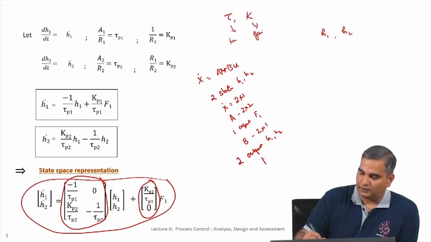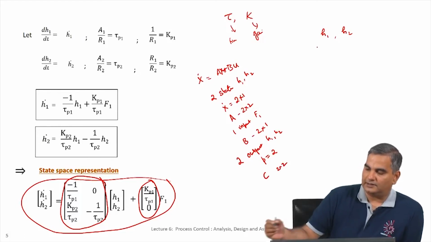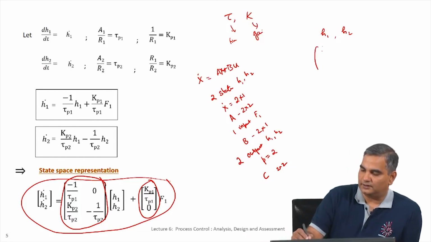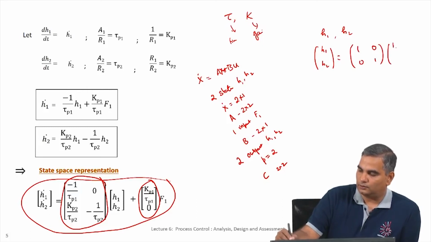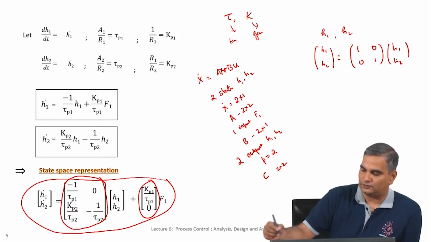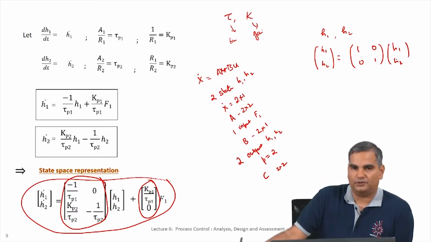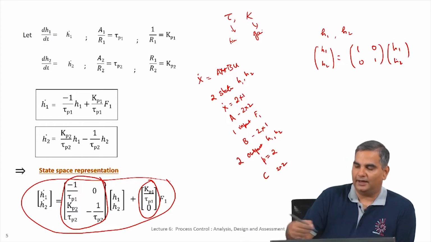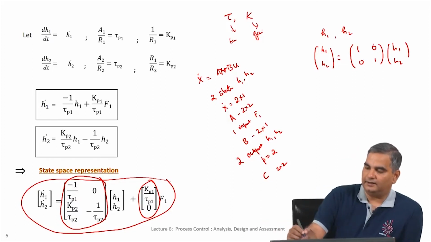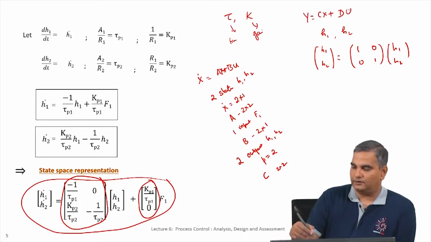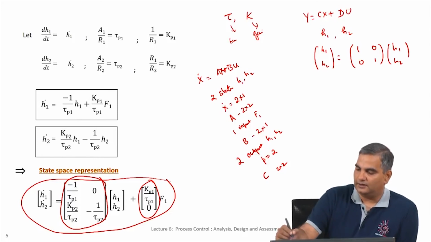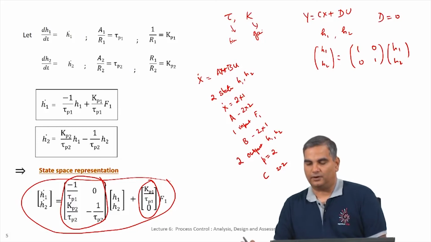That means, based on our notation, p equals 2, so the C matrix should also be of size 2 by 2. If your outputs are H1 and H2, the equation you will write is [H1; H2] equals [1 0; 0 1] times [H1; H2]. This says H1 is H1, H2 is H2. Whenever the states and the outputs are the same, you will have an identity matrix for C. In the previous slide I also had y equals Cx plus Du. In this case, because there is no direct effect of the flow on the output, D equals 0. So, that is how this state space model will look.